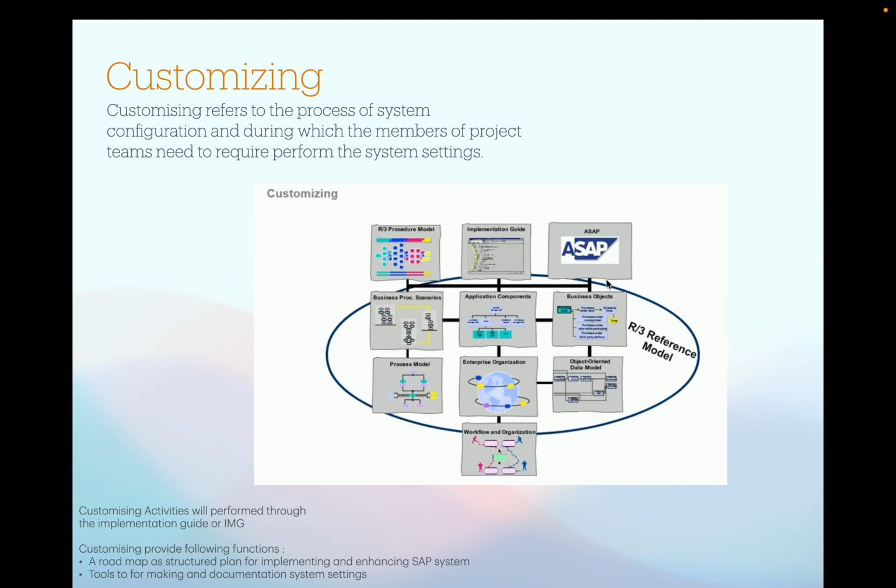The customizing activities will be performed through the implementation guide, or IMG. Customization provides the following functions: a roadmap as a structured plan for implementing and enhancing the SAP system, and tools for making and documenting the system settings. To explore this further, we will connect to the system.